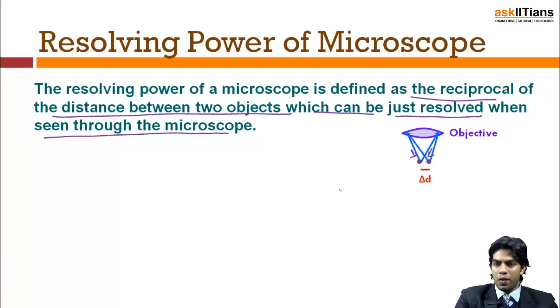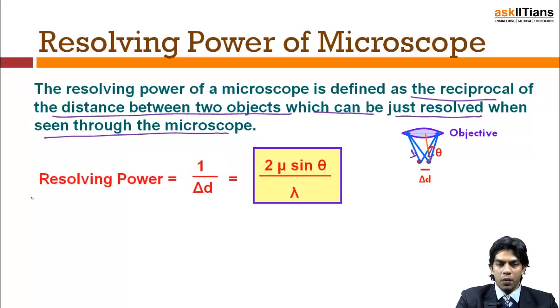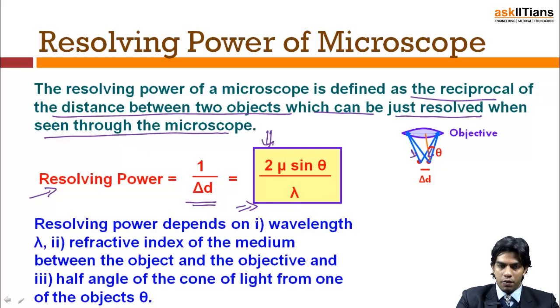So this is an objective. Right now we are trying to come up with a mathematical expression for resolving power. The resolving power, as the definition suggests, is 1 by del d, so it's 2 mu sine theta by lambda. It depends upon the wavelength of the light as well as the refractive index of the medium through which you are observing. And theta is a measure of aperture, how big the lens is. So resolving power depends upon the wavelength, the refractive index of the medium, and theta, the half angle of the cone of light from one of the objects.